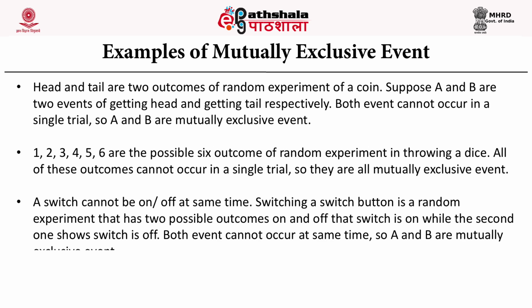A switch cannot be on and off at the same time. Switching a switch button is a random experiment that has two possible outcomes, on and off. In the first case the switch is on while the second one shows the switch is off. Both events cannot occur at the same time. So A and B are mutually exclusive events.